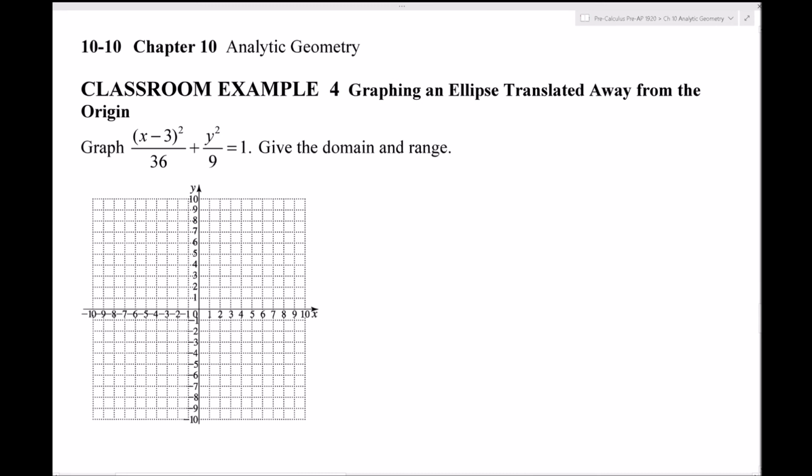So graph (x minus 3) squared over 36 plus y squared over 9 is equal to 1. Give the domain and the range, which I believe they asked me for on a previous problem, and I didn't do it. I don't really care about domain and range. Those are easy. It's an algebra 1 problem.